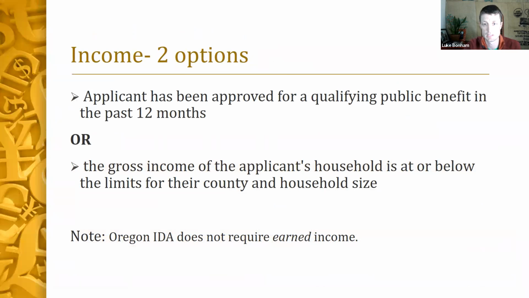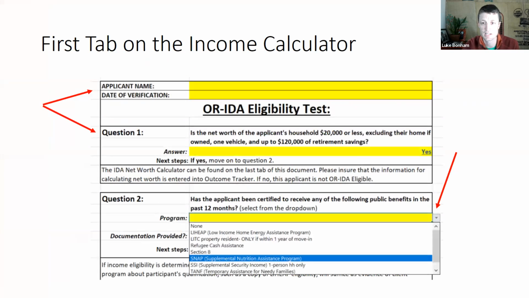So let's move to income for the IDA, where you have 2 options. Either the applicant has been approved for a qualifying public benefit in the past 12 months, or you verify that the gross income of the applicant's household is at or below the limits for their county and household size. On the first tab of the income calculator, you'll fill out the name and the date of verification, answer the net worth question, number 1, and public benefits, which is question 2.